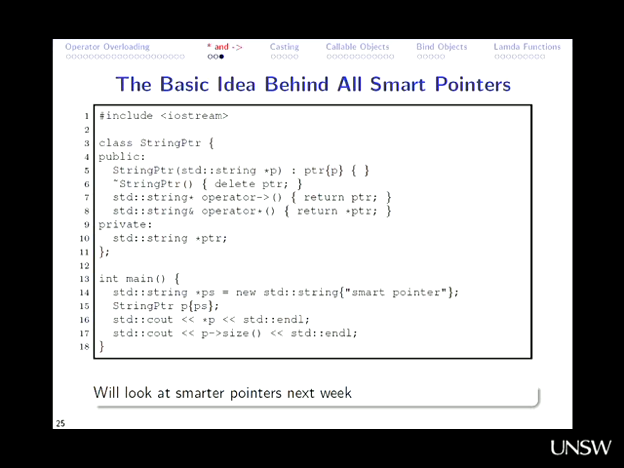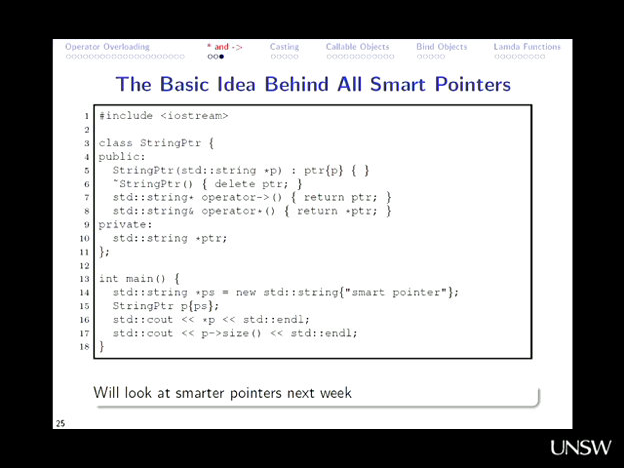So inside our main function, we can create a new string, wrap that pointer inside the smart pointer object, and then we can dereference it like that. We can call p pointing to size. Okay, here's a quiz for you. This p pointing to size, we don't have size defined up here. How does it work?